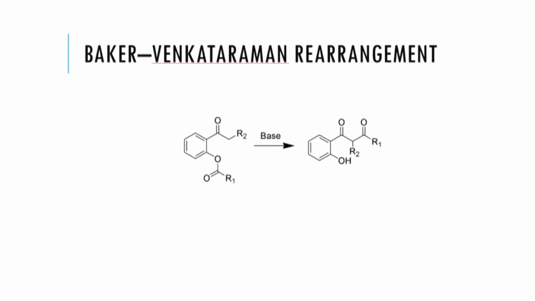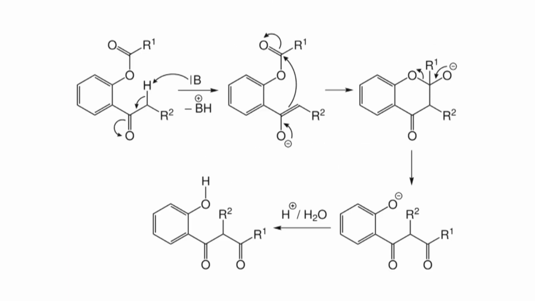So as with any carbonyl compound, we would expect that there would be an enolate produced. So the first step of the mechanism is that the base is going to abstract this hydrogen and produce this enolate. And now the enolate has an opportunity to react in an intramolecular fashion with this ester, and it produces this tetrahedral intermediate as shown here.